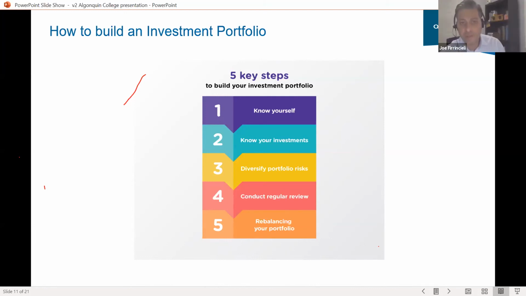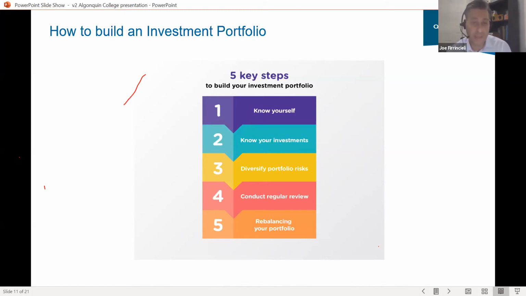Terry, if I can jump in here. I think there are 2 things that get missed here. When you're building your own investment portfolio, ideally the first 3 are kind of a given: know yourself, know your investments, and try to diversify your risk. The last 2, 4 and 5, seem to be forgotten. When it comes to investing, some people set it and forget it. And what we really want you to do is focus on that.